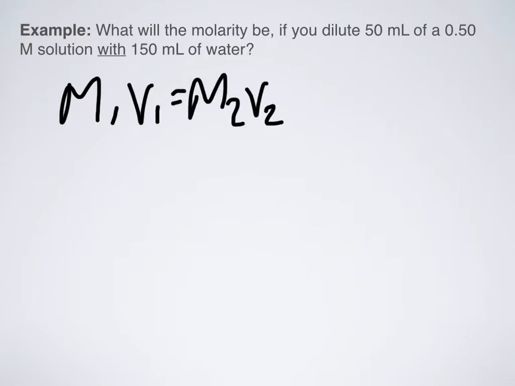So rather than reading what the question actually is, they just blindly start plugging in numbers. Okay, so let's actually look through this. What will the molarity be? So I already know I'm going to be looking for molarity, if I dilute 50 milliliters of a 0.5 molar solution with 150 milliliters of water.